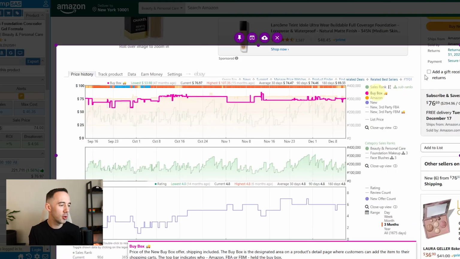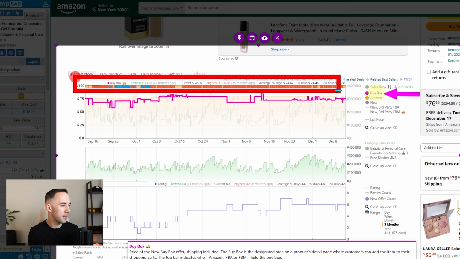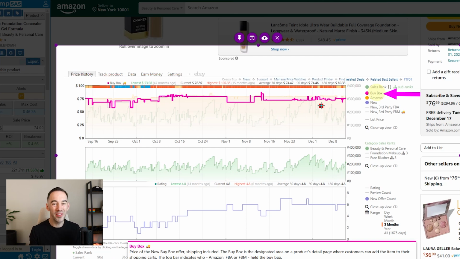Now, the one thing that I'm looking at is when I hover over, and let's just draw it now, when I put my mouse over this buy box icon here, what do you notice? You actually notice up here, there's this kind of weird line that just popped up. Now, what does this mean? This is basically telling you who is the buy box owner at certain times.